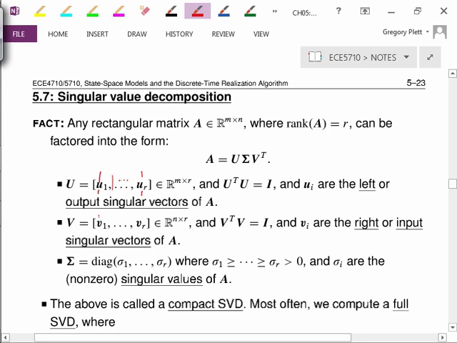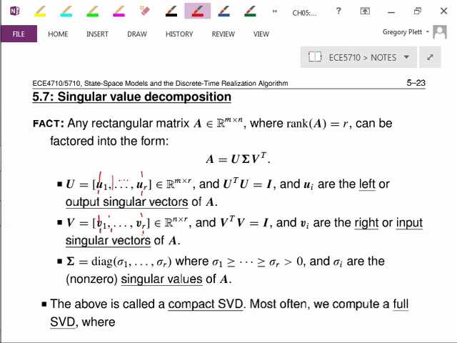V, which we can also write as a bunch of columns from V1 through Vr, is n by r in dimension, such that V transpose V is also equal to I. And the vectors Vi are the right singular vectors, or the input singular vectors of the A matrix.